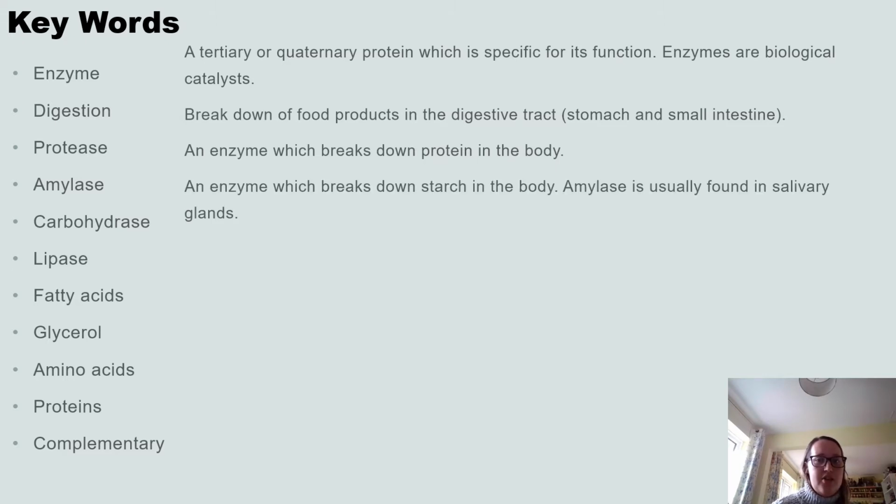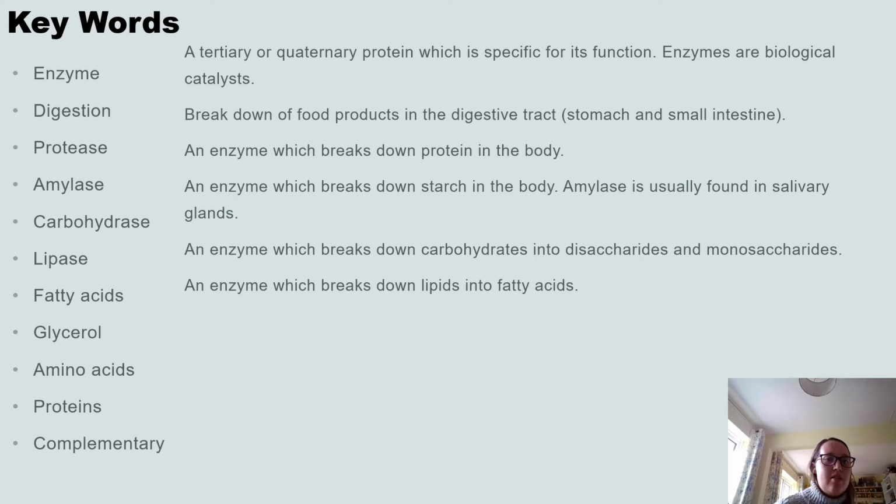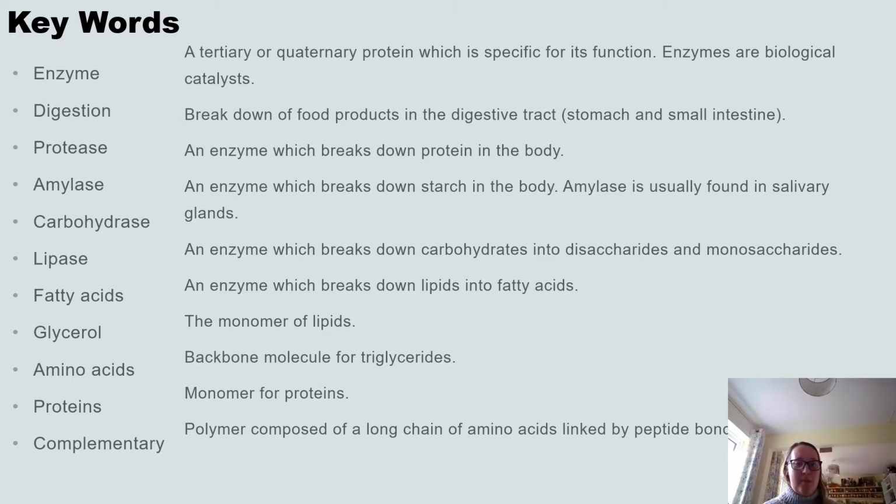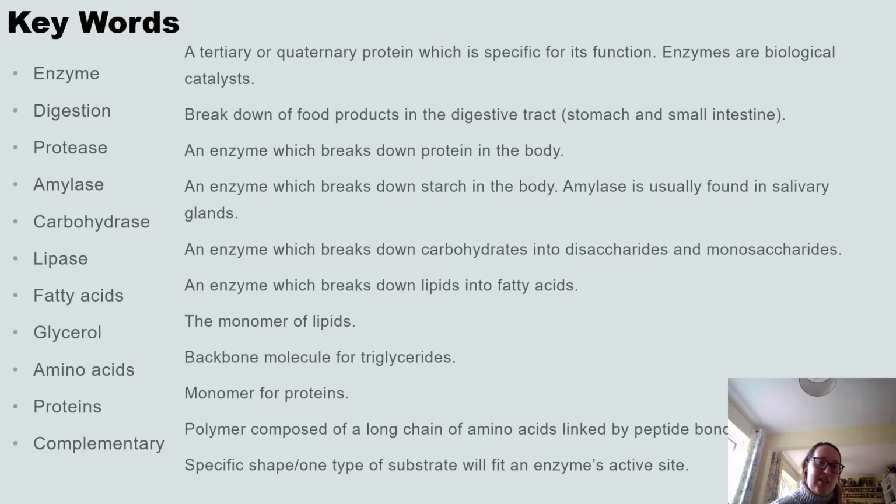Amylase breaks down starch, and it's usually found in salivary glands. Carbohydrase breaks down carbohydrates into disaccharides and monosaccharides. And a lipase breaks down lipids into fatty acids. And fatty acids are the monomer of lipids. Glycerol is the backbone molecule for triglycerides. Amino acids are the monomer for protein. A protein is the polymer, so it's composed of a long chain of amino acids linked by peptide bonds. And complementary is the specific shape where one type of substrate will fit an active site of an enzyme.